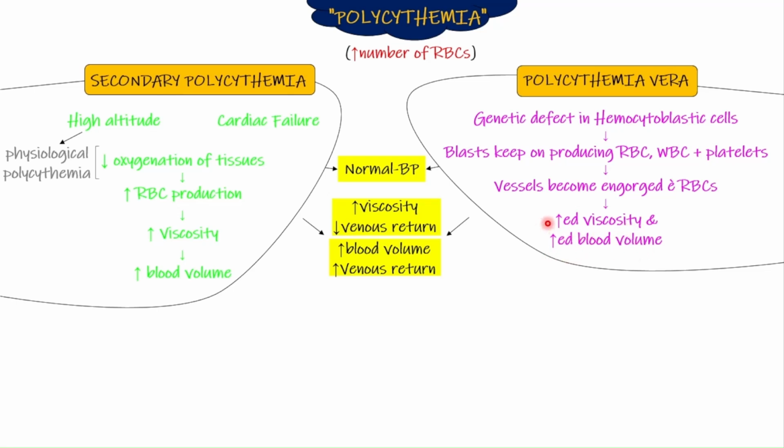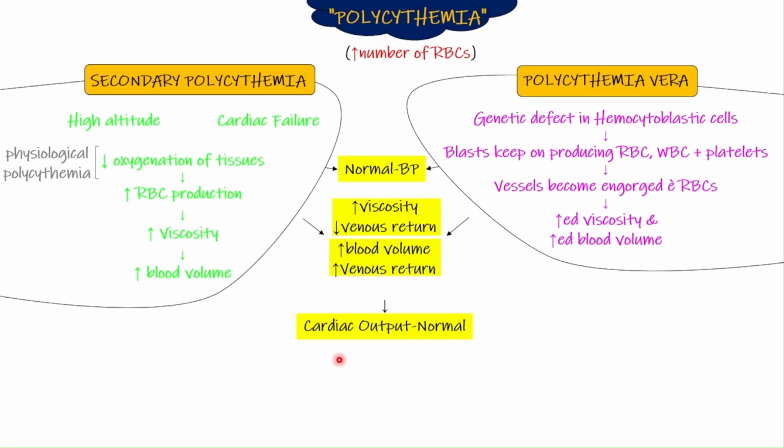So one thing is causing a decrease in venous return, whereas the other thing is causing an increase in venous return. The increased viscosity is decreasing the venous return, whereas increased blood volume is increasing the venous return. So these two things are moving in opposite directions and counterbalance each other. So finally, there will be no increase or decrease in venous return, and as you know, the venous return is equal to cardiac output, so there will be no increase or decrease in cardiac output in polycythemia.